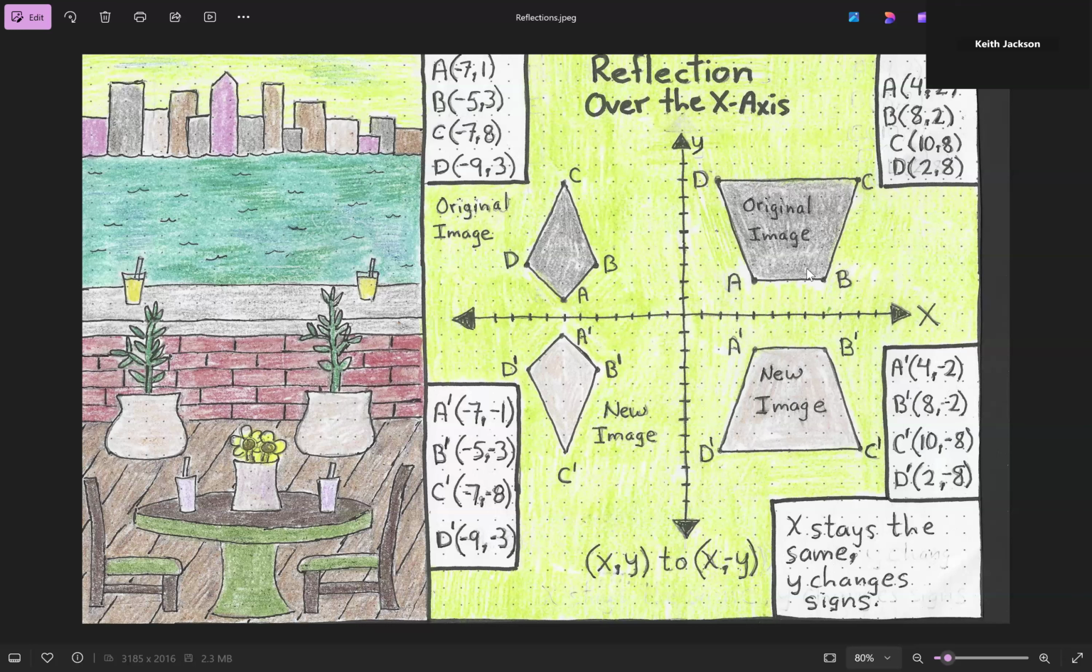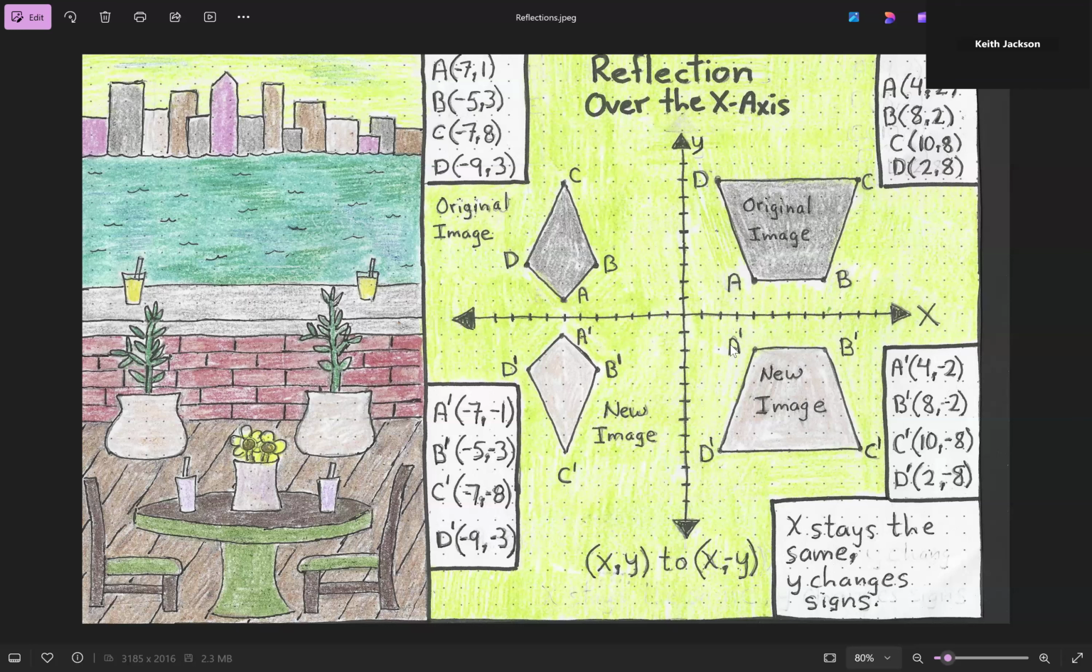Here is the y-axis, but today we're going to reflect these two original figures over the x-axis. And we're going to show you what takes place when you reflect over the x-axis. Let's take a look at points A, B, C, and D of this original figure, and you will notice that A is at (4, 2), B is at (8, 2), C is at (10, 8), and D is at (2, 8). What we're going to do is reflect those points across the x-axis.